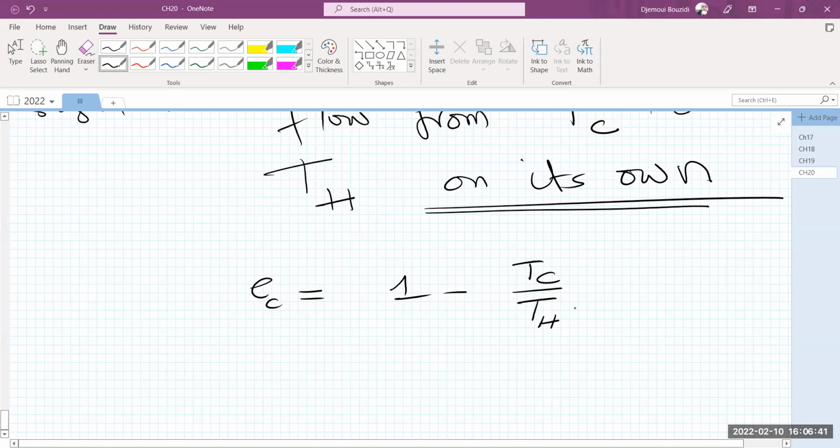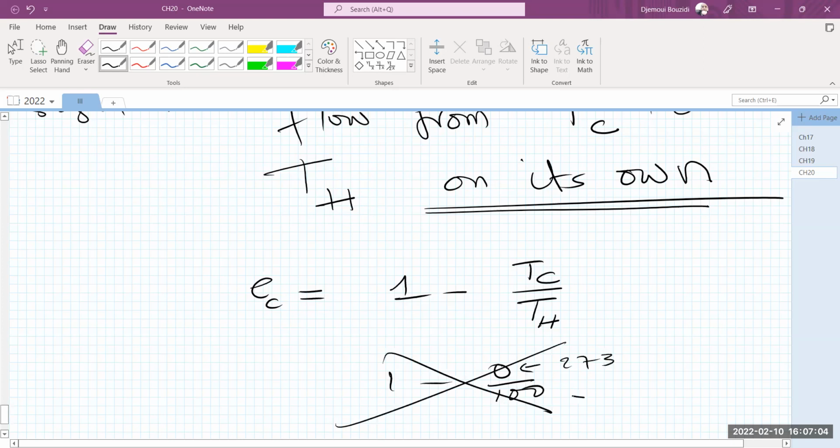Remember, this ratio is in Kelvin, okay? The temperatures are in Kelvin, so they are not in degrees Celsius. So do not tell me an engine that operates between 0 and 100 degrees Celsius, and then you're tempted to say 1 minus 0 over 100. That is a no-no, because this 0 is actually 273, and this number is 373. So this is not in Celsius or any degrees, okay? It's only in Kelvin, that ratio.